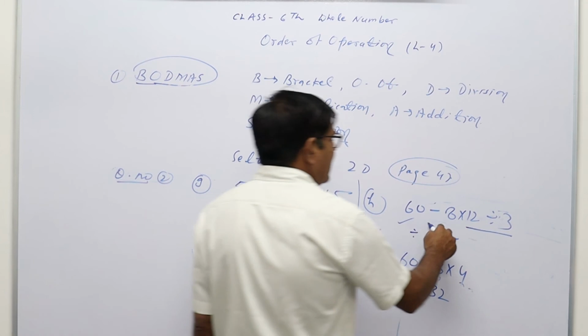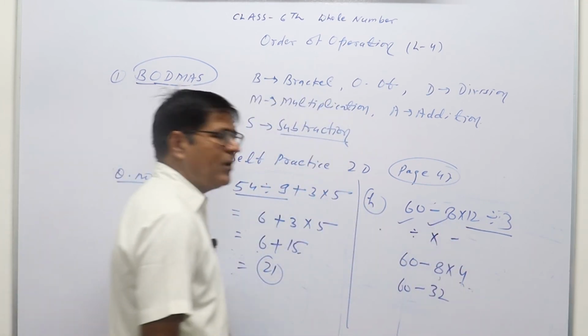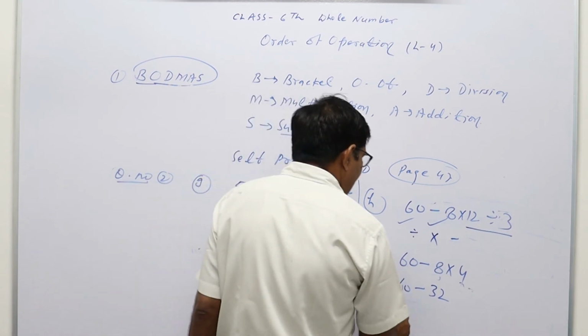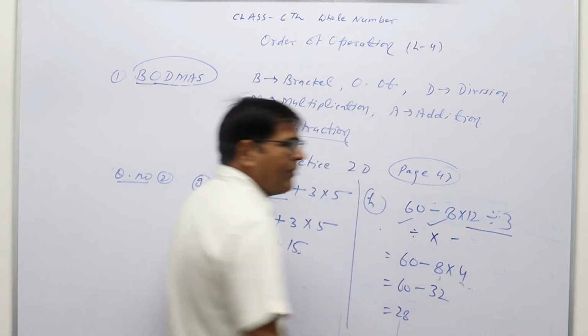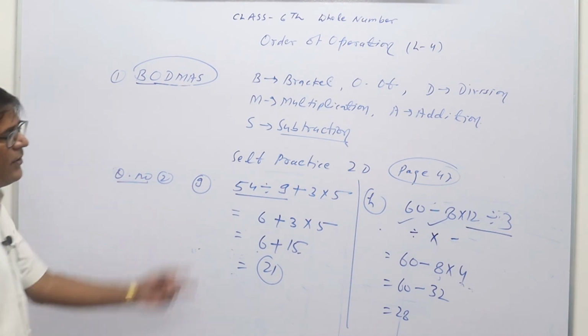Now multiplication is also over. Now subtract. So 60 minus 32. How many remaining will be? Remainder will be 28. So in this way we will solve this question. Please pause the video and note down.